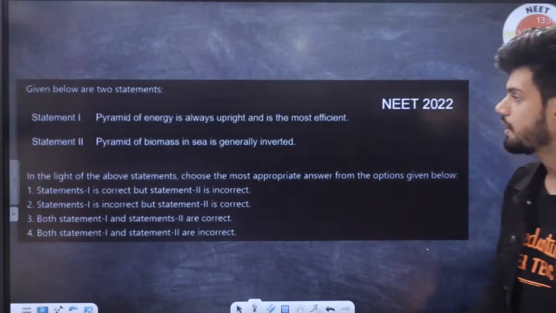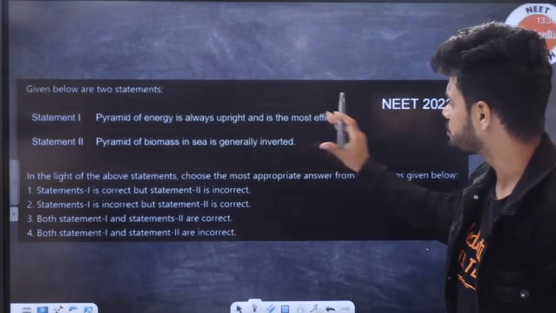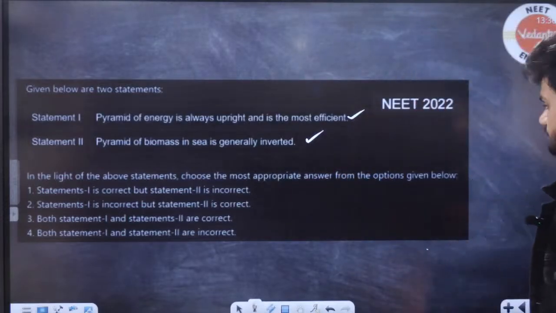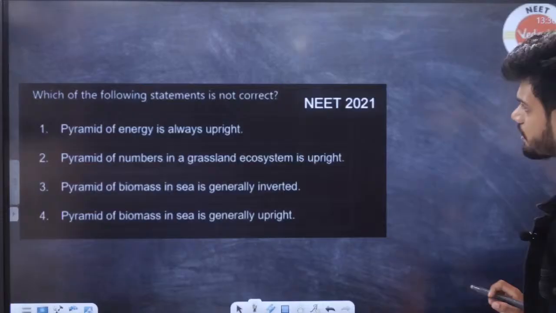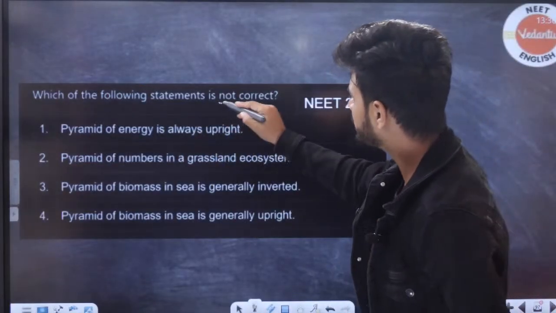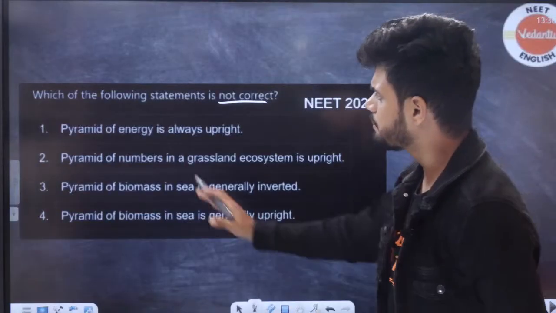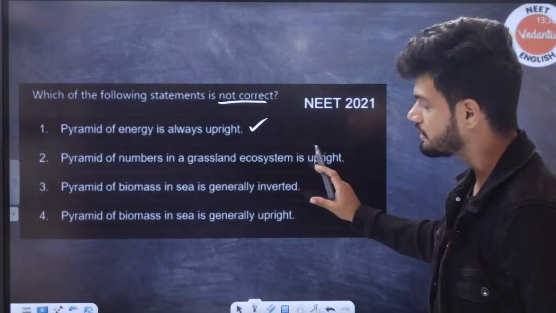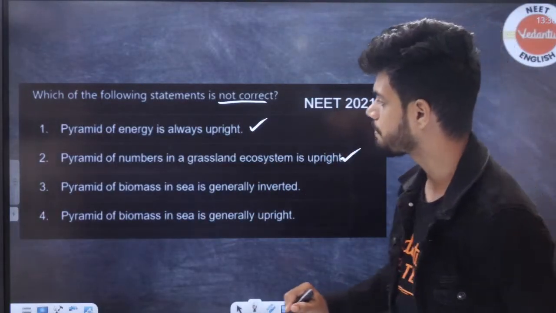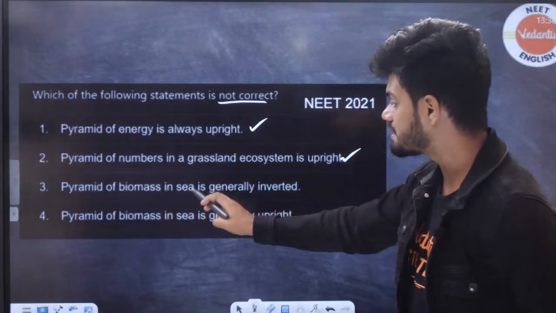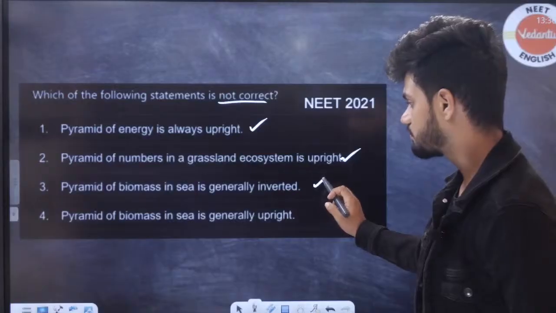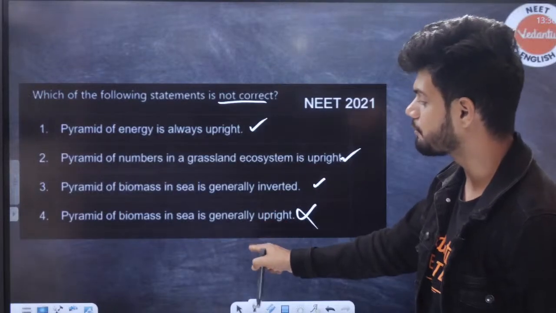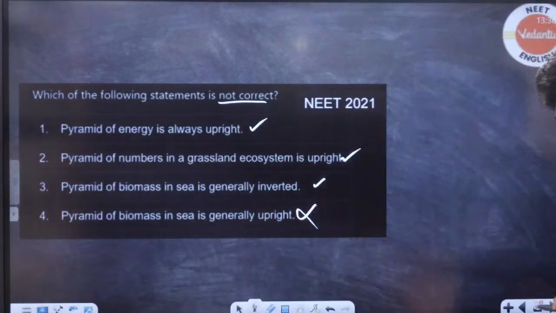Here are a few questions. Pyramid of energy is always upright and it is most efficient. Yes. Pyramid of biomass in sea is generally inverted. Yes, it is inverted. Both are correct. Next question: which of the following statements is not correct with respect to pyramids? Pyramid of energy is always upright. Correct. Pyramid of number in grassland ecosystem is upright. Correct. Pyramid of biomass in sea is generally upright. No, it is inverted. This is the wrong statement.